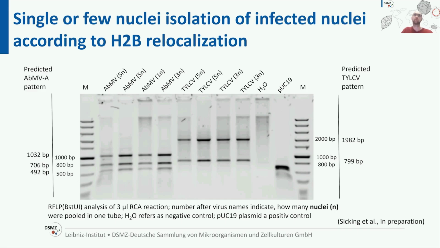Here you can see that we can really prove the ABMV and TYLCV infection upon nuclei that show this H2B relocalization, and we only need few nuclei, so 3 to 5 nuclei are really enough to give us this specific band pattern that shows us that these nuclei are really infected.